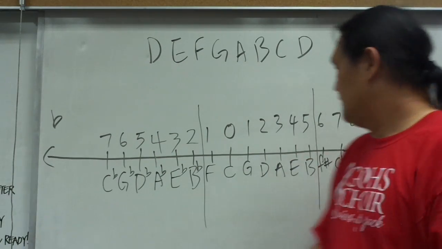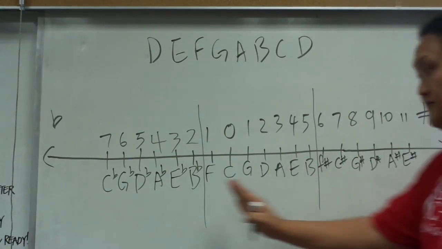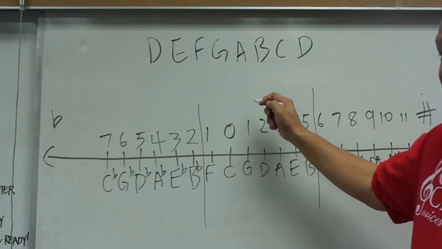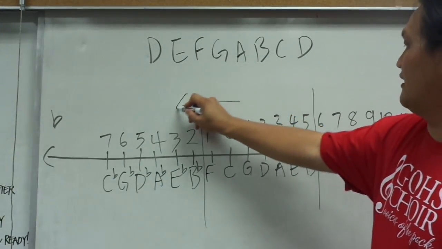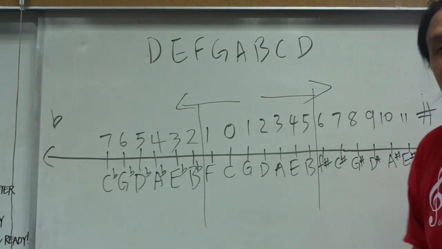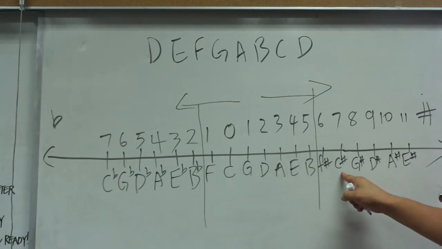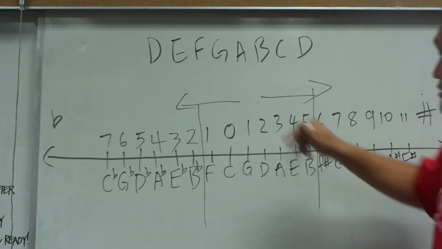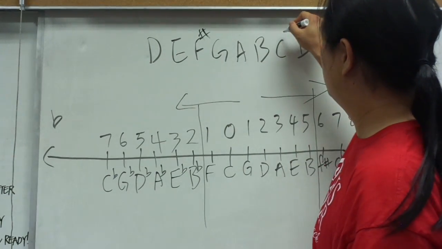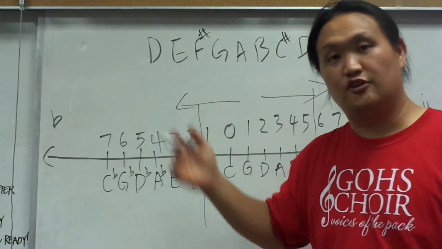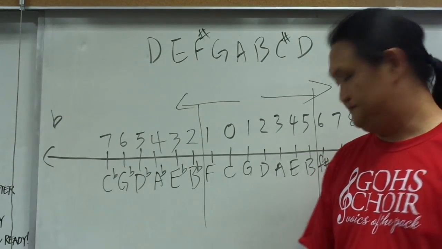Here's how. The sharp side and the flat side, you always start from the center out. I need 2 sharps. So I get to take the first 2 sharps, F sharp and C sharp. There you go. That's a D major scale.